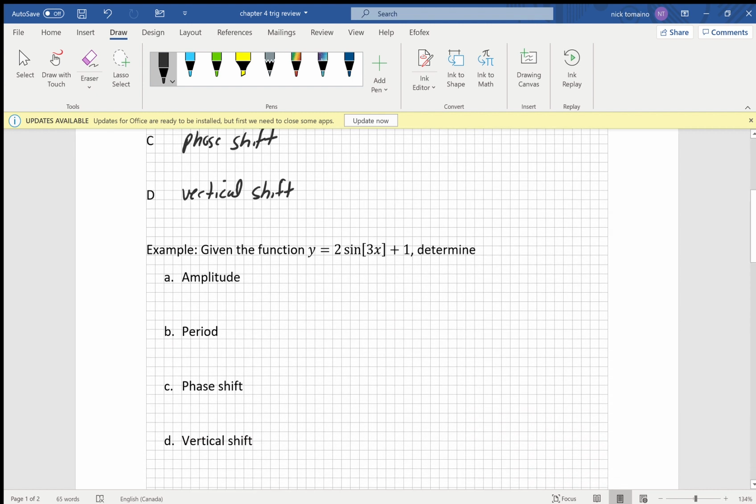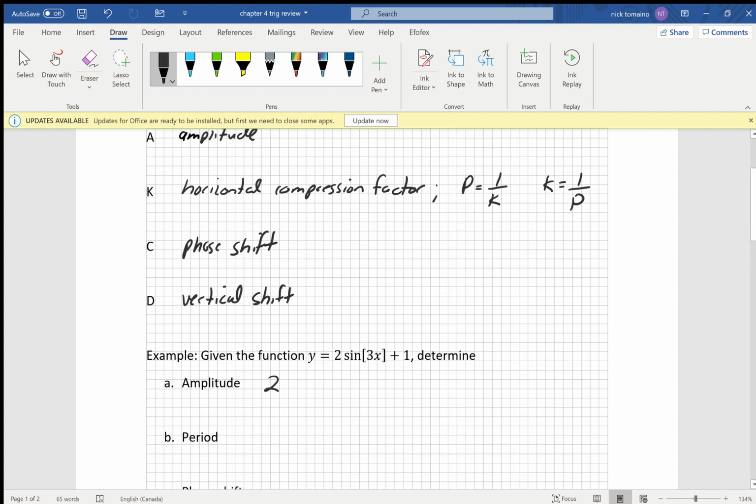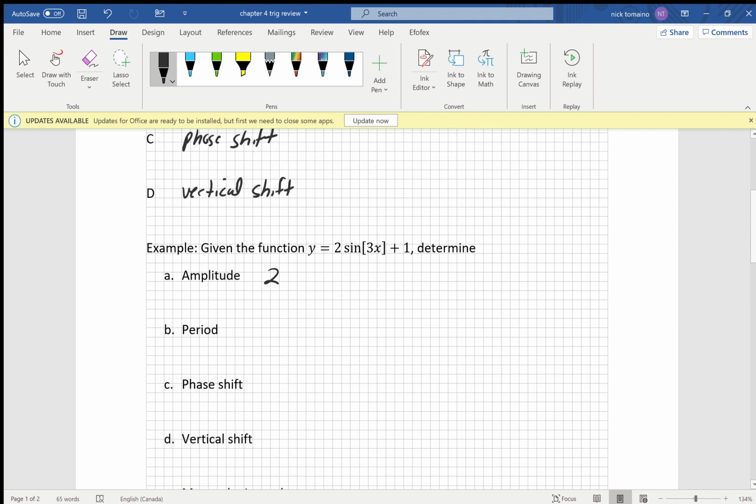Okay, so the first example, given the function y equals 2 sine 3x plus 1, determine the following. The amplitude is equal to 2. The period is 2 pi over k, and it's 2 pi over the period. The period is equal to 2 pi over 3. The phase shift, there is no c value, so it's none, and the vertical shift is up 1.